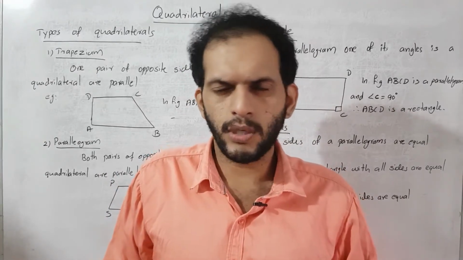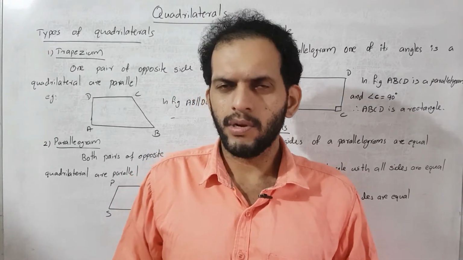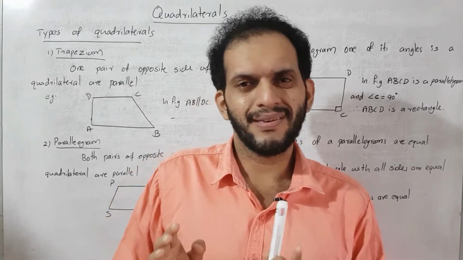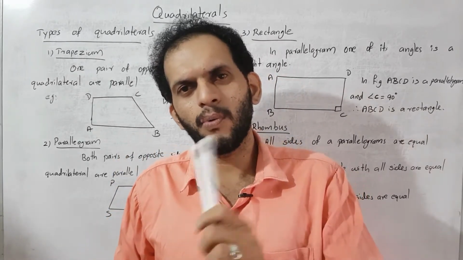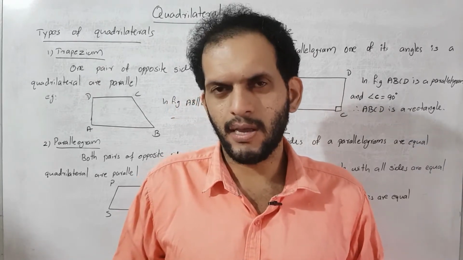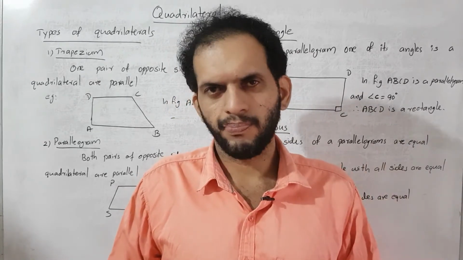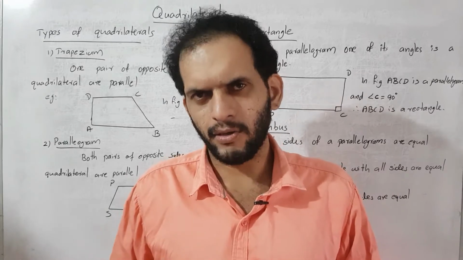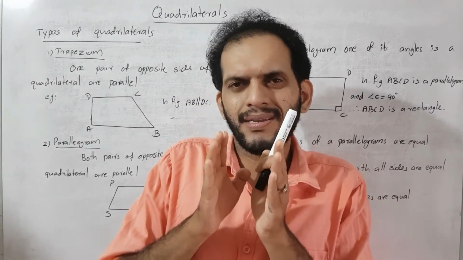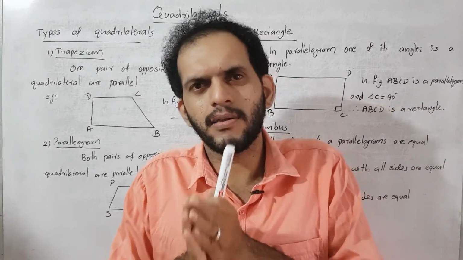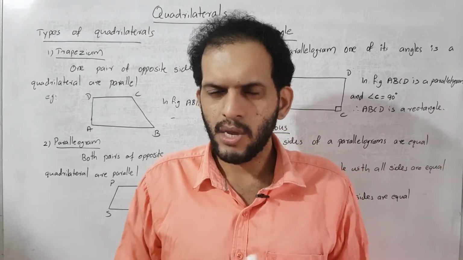Then how is it possible? That we discuss later. If we know one angle is 90 degrees, how do we prove that all angles are 90 degrees in the case of a parallelogram, and how do we make it a rectangle? That we discuss later. Just study now what a rectangle is. A rectangle is a parallelogram with one angle 90 degrees.